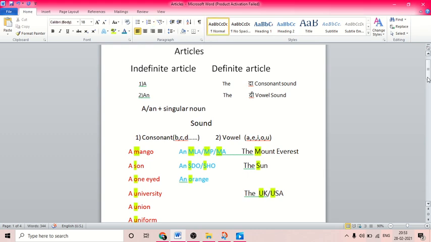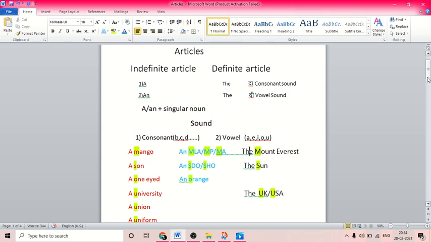Now let's see where to use the article the. The article the is used with a mountain range, the Mount Everest. Now let's see the basic difference between these words. First of all, a mango starts with M. Similarly, MLA starts with M. And thirdly, Mount also starts with M.